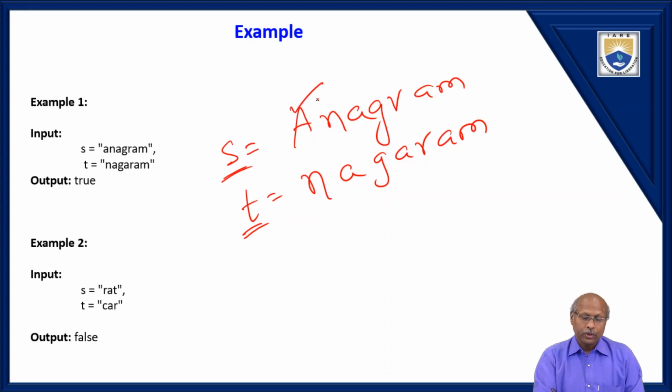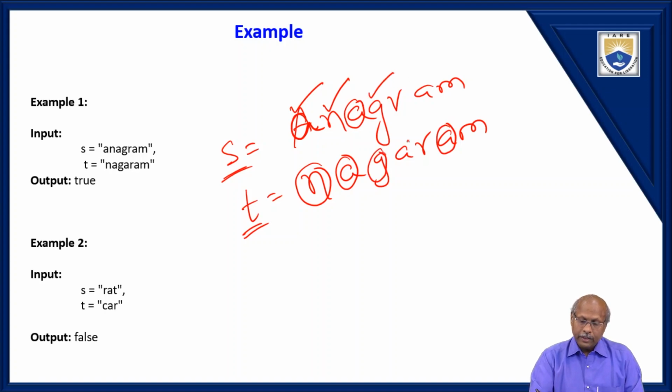Here, let me write it lowercase, because if it is case sensitive, I will make it lowercase. A is there, here also A is there. Next, N is there, here also N is there. Here A is there, here also one A is there. Here G is there, here also G is there. Here R is there, here also R is there. Here A is there, here also A. Here M, here also M.